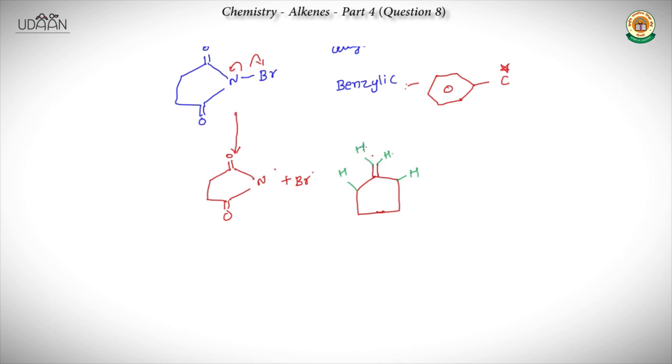As discussed in the previous problem, the allylic radical is highly stable, so bromine abstracts hydrogen from this carbon, and you will get a free radical here. Now the next part is addition of bromine to it. It takes another bromine from NBS, and you're going to get this product.